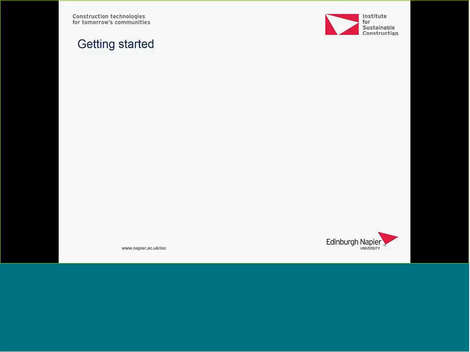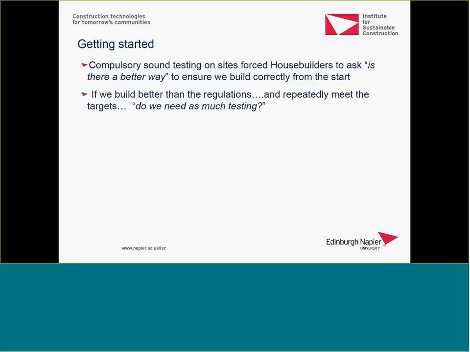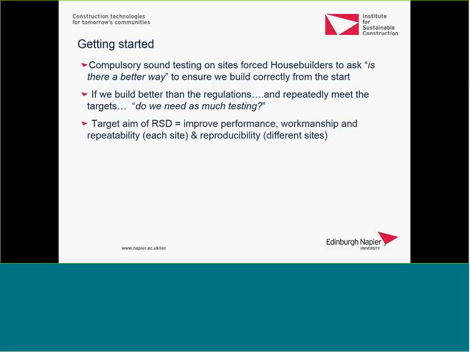However, getting started was no easy task. So the house builders really were forced to ask, is there a better way? We ensure we build correctly from the start. If we build better than the regulations and repeatedly meet the targets, do we need as much testing? If we have a target aim of robust standard details, could that equal improved performance, workmanship, and repeatability on each site, and very importantly, reproducibility of workmanship and improved performance on different sites?